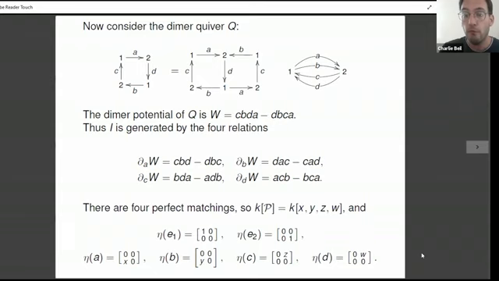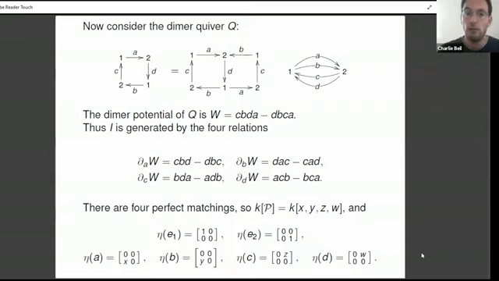And so there are 4 perfect matchings. Like before, we saw there were 3 perfect matchings, one for each arrow. Here we have 4. It's because the quiver is so small. This isn't typical behavior for dimer quivers, but in this case, because the quiver is so small, we just have these 4. And we can write the polynomial ring with the perfect matchings as X, Y, Z, and W, with one for each arrow, where each arrow is contained in one perfect matching.